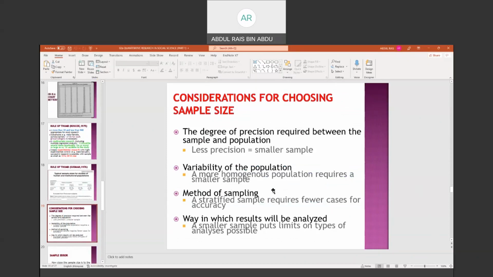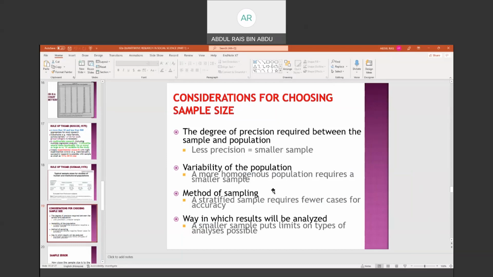Other factors for you to consider when choosing your sample size. First of all, is the degree of precision required between the sample and population. It is less precise when you do a small population. Variability of the population. If a population is more homogeneous, population requires smaller samples. Method of sampling, a stratified sample requires fewer cases. Way in which result will be analyzed. Smaller samples put limits on types of analysis possible.